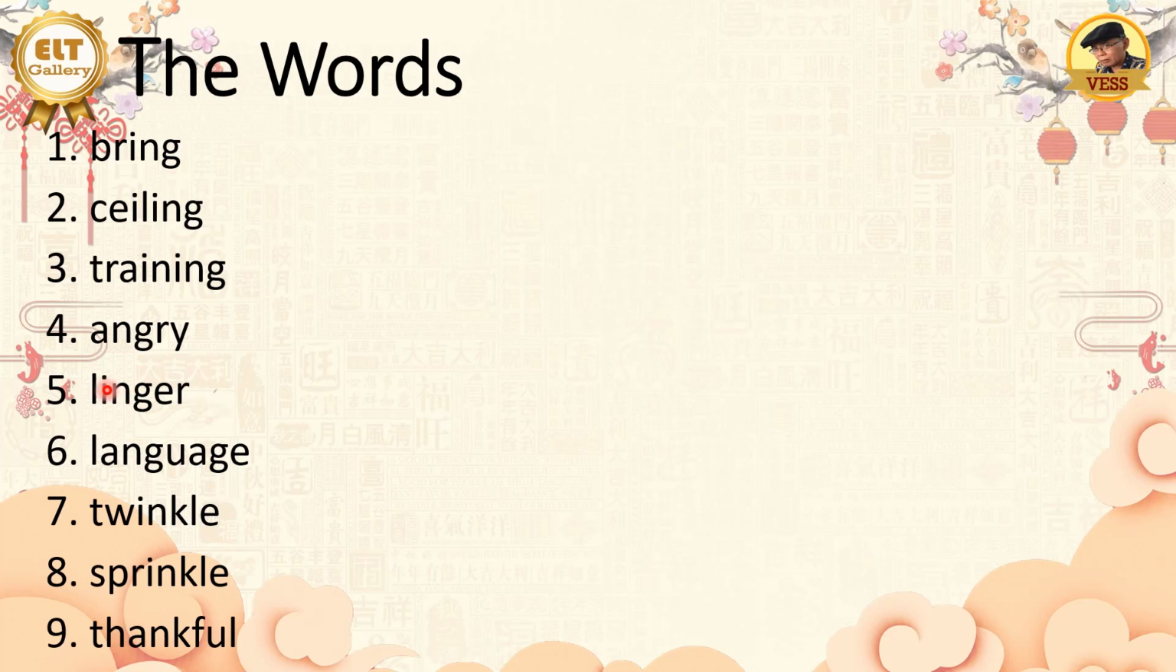Here we have linger, angry, and language. So we have the ng sound, and we also have the g sound. Here we only have the ng sound without the g sound, but in 4, 5, and 6 we have the g sound over here: angry, linger, language. Now let's continue with more practice.